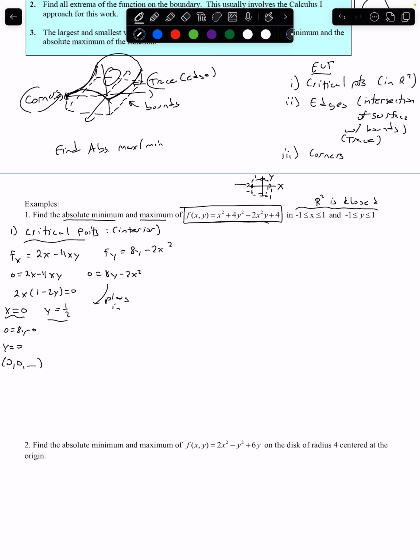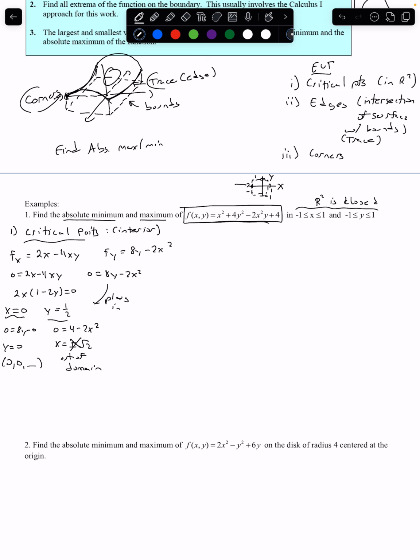If y is 1/2, we get 0 equals 4 minus 2x squared. Solving this, we would get x equals plus or minus root 2. We don't have to worry about these, the plus or minus root 2, because this is outside of my domain. That is out of the domain, so I don't have to worry about that part, which is nice.